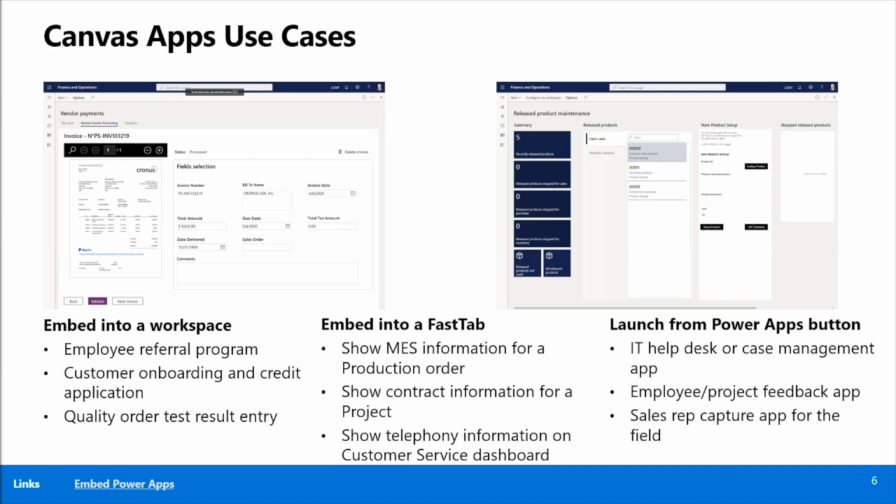One of the examples you'll see later today that we embed into a fast tab is actually related to assets. So the new asset management module and the ability to see some asset metrics that might be IoT data. So that's another great example that you could use a Canvas app for.